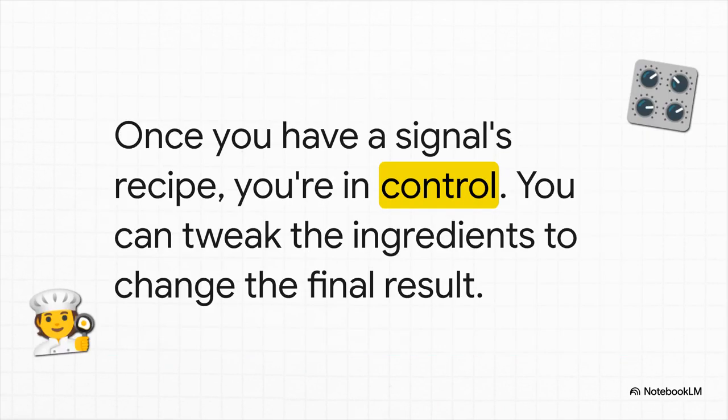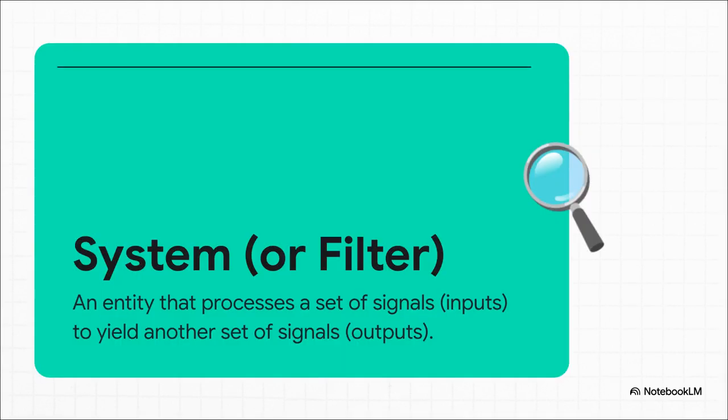Okay, this is where it gets really practical and really cool. Once you have the recipe for a signal, you're the chef. You're in control. You can start tweaking the ingredients to change the whole dish. So in the engineering world, anything that messes with a signal is called a system, or more often, a filter. And all a filter really does is change a signal's frequency recipe. That's it. It might turn some frequencies up, turn others down, maybe even delay them a bit.